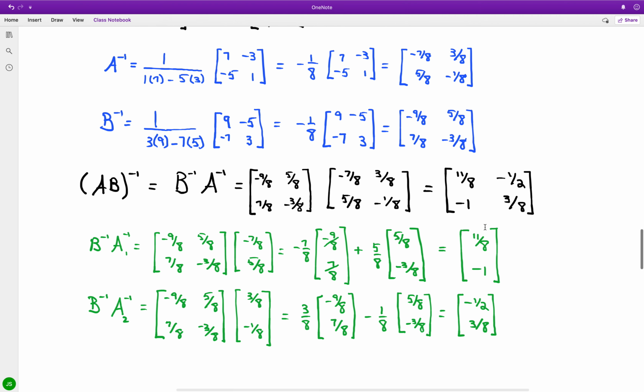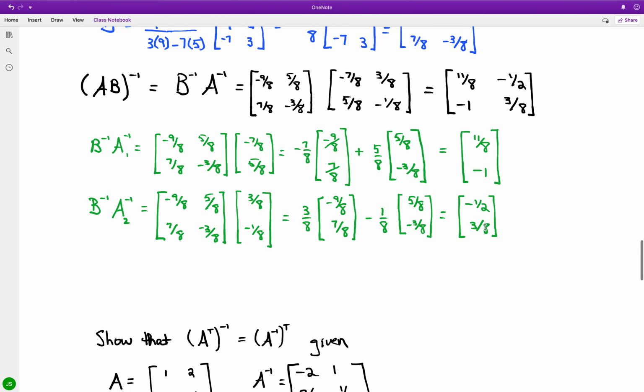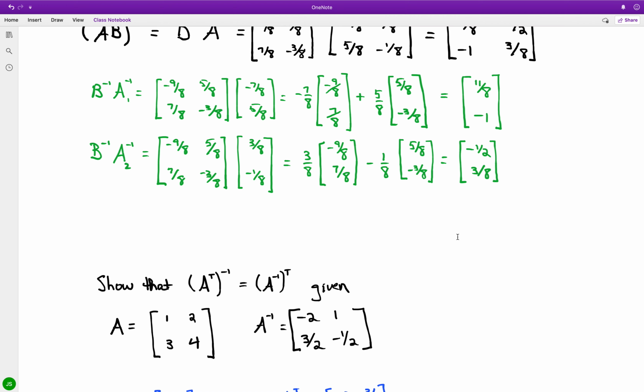All right. And now, for what we have regarding transposes. Say we want to show that the inverse of the transpose of A is equal to the transpose of the inverse of A. Let's say just with the very first matrix we worked with, for section 2.1, A was equal to 1, 2, 3, 4. When we were determining the inverse of this matrix, we had -2, 1, 3/2, and -1/2.